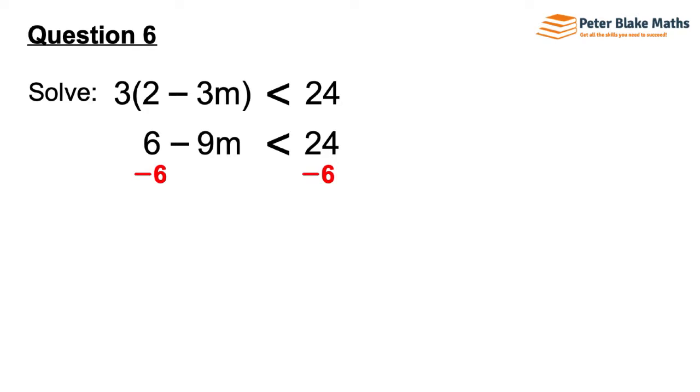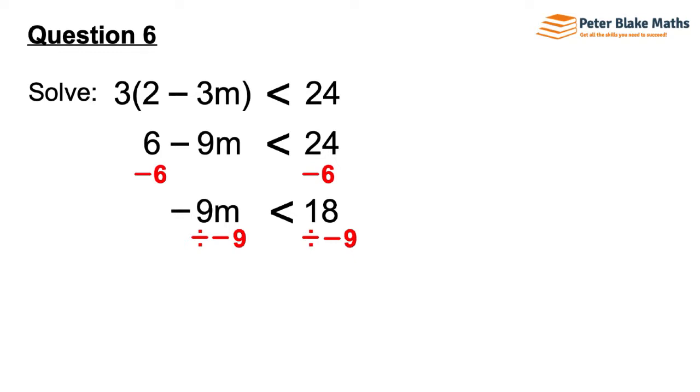A bit like in the last question, that minus that belongs to the 9m shouldn't be changing here. We shouldn't be really affecting that. So a plus 6 and a minus 6 cancels out, leaving us with minus 9m on the left-hand side is less than 24 minus 6 is 18. Okay, that minus 9 is multiplying by the m, so we'll need to divide by a minus 9 to cancel it out, leaving m on its own.